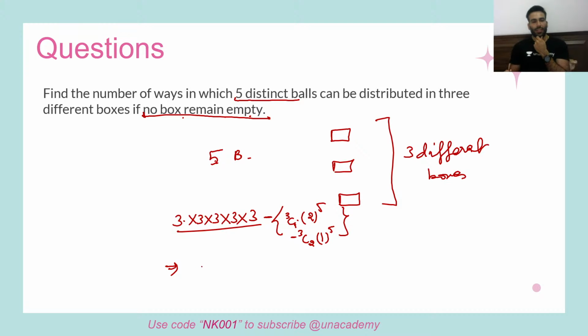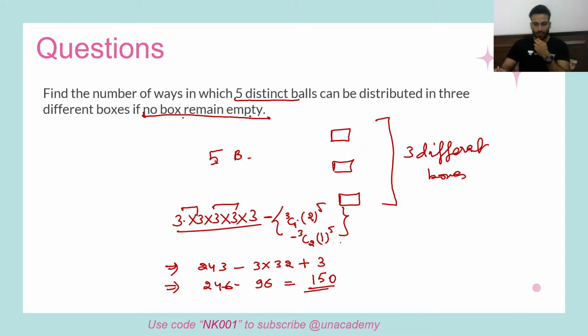So 3^5. What is 3^5? This is 9, this is also 9, 81 into 3. What is it? 243. Correct? 243 minus 3C1 times 2^5. 2^5 will give you 32. Am I correct? And this will become 3C2, which is 3, and this is 1. So let's solve this. 3 times 32 is 96, minus 3, so 243 minus 96 is 147, plus 3. I'll have 150 as the answer.